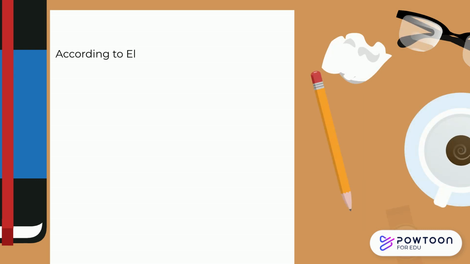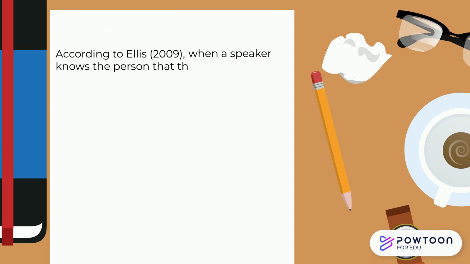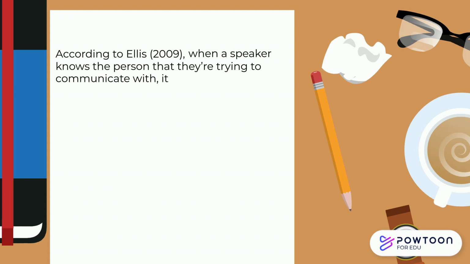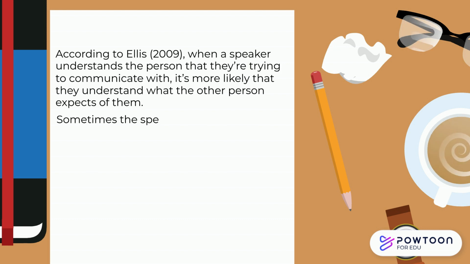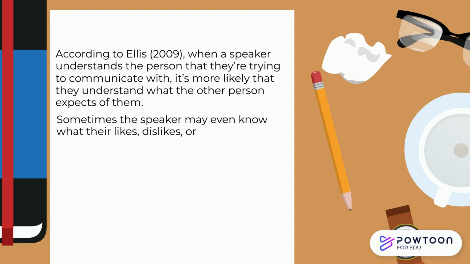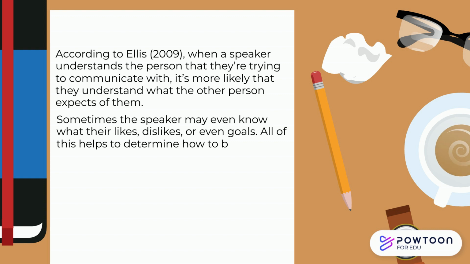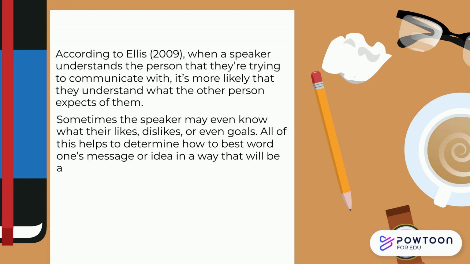According to Ellis (2009), when a speaker knows the person that they're trying to communicate with, it's more likely that they understand what the other person expects of them. Sometimes the speaker may even know their likes, dislikes, or even their goals. All of this helps to determine how to best word one's message or idea in a way that will be accepted by them (Ellis, 2009).